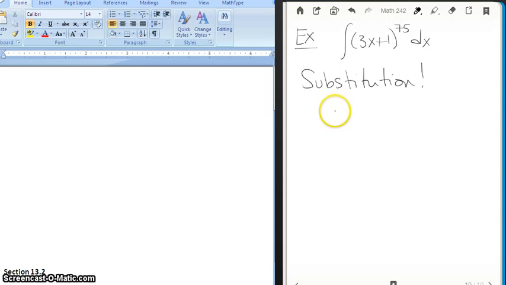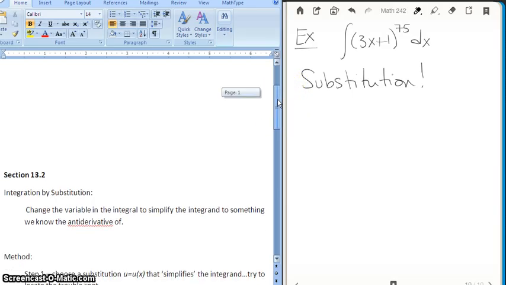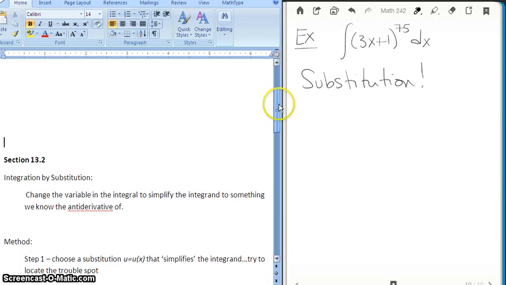Okay, and so the idea here, let me just lower our little box here. To perform this sort of integration by substitution, like I said, we want to change the variable in the integral so that we simplify the integrand. Remember, that's the thing inside we're finding the antiderivative of. We want to simplify that integrand, the function itself, down to something we know the antiderivative of, right? Okay, so let's walk through the process here, and then we will do a few more examples after that.